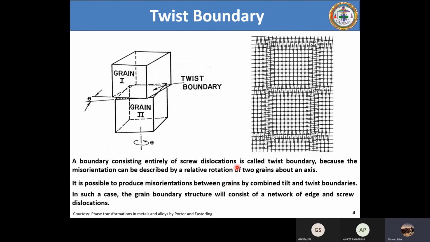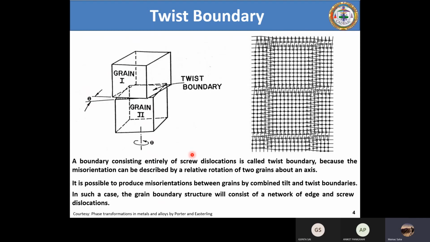Once you have learned about tilt and twist boundaries, you can also think of other things. You can think of a case where you have a boundary having both tilt and twist character. It's a mixed boundary rather. In that case, we call it a mixed low angle boundary.